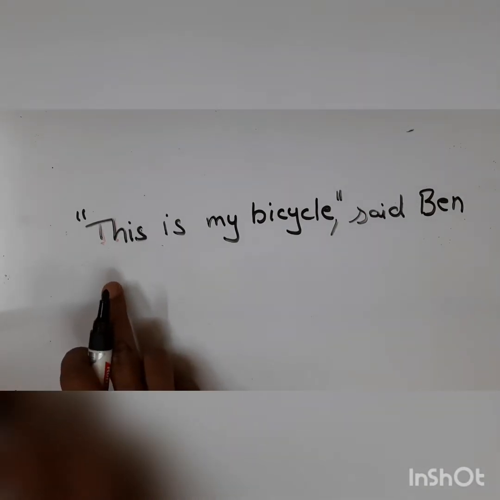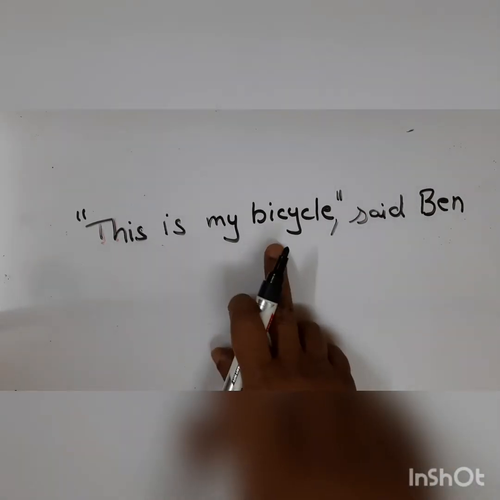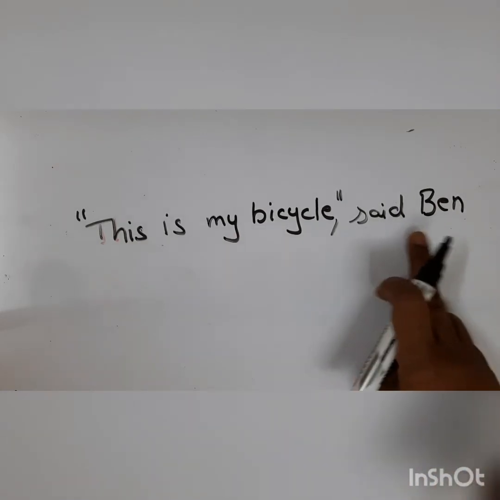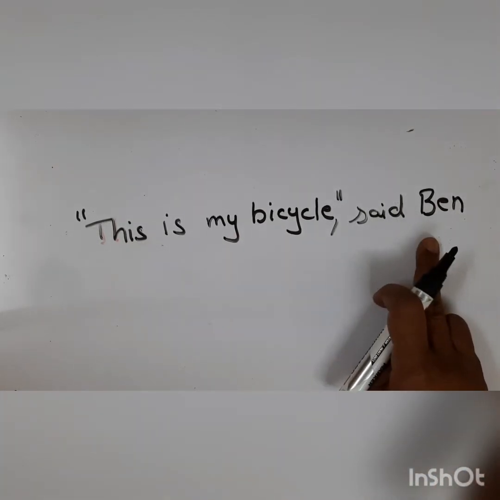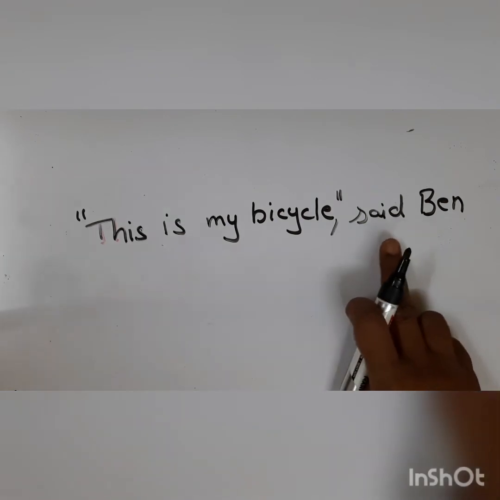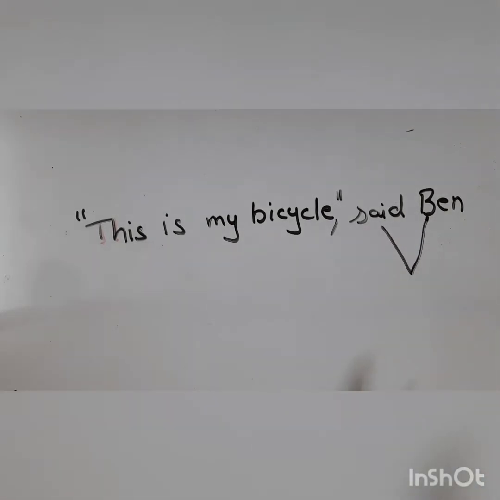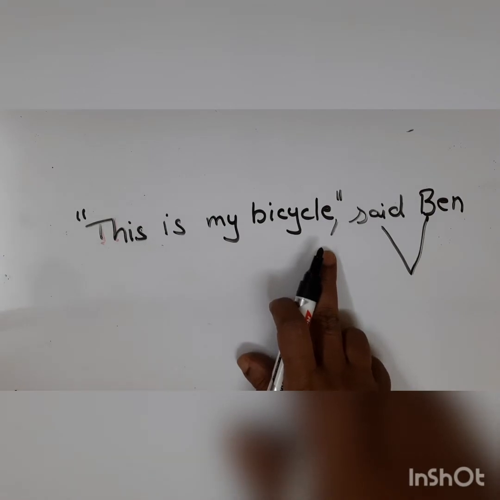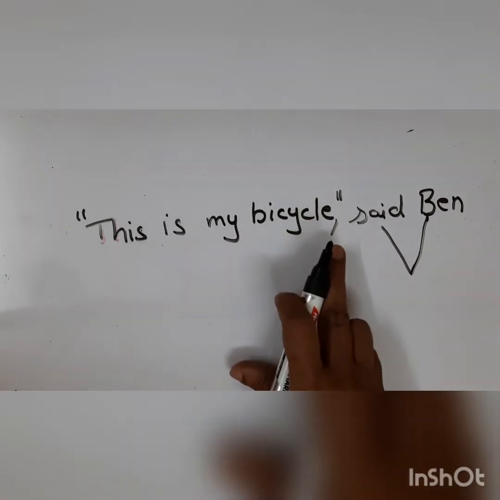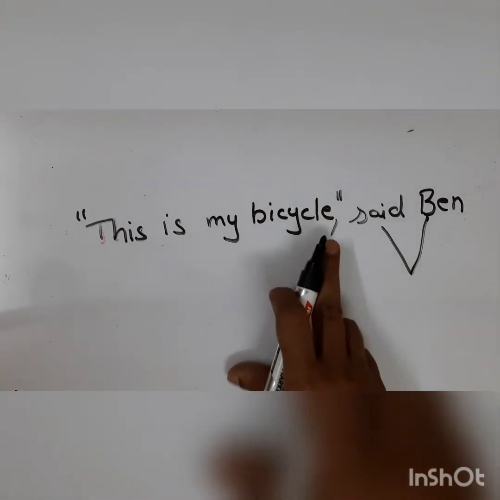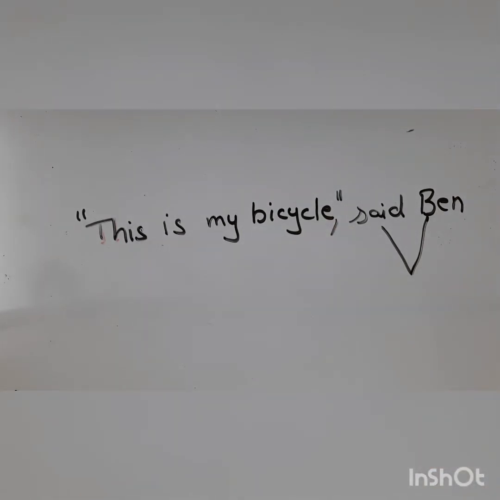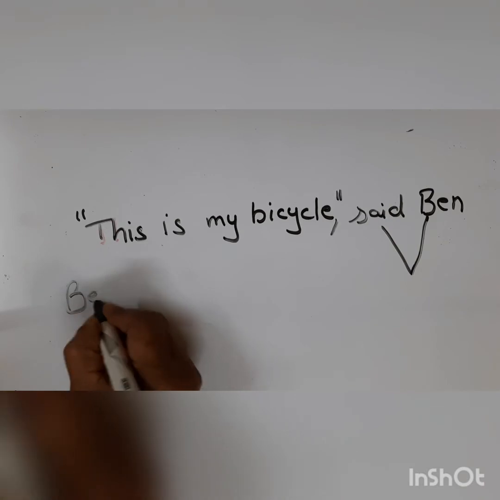So children, look here. If the spoken words are followed, this is your spoken word and this is what follows. Followed means it comes later, after. So it is followed by the details of the speaker. Over here it is what? Said Ben. Right? Then you place the comma before the closing inverted commas. You place it over here. And now look at the same sentence if I write it this way: Ben said.